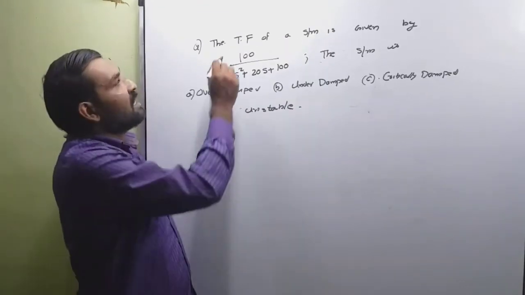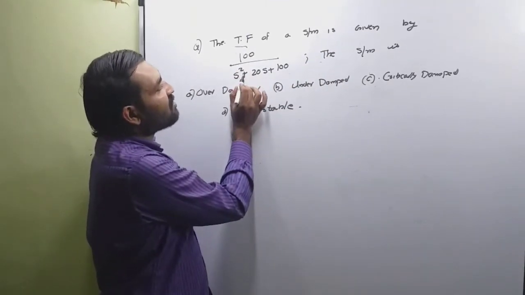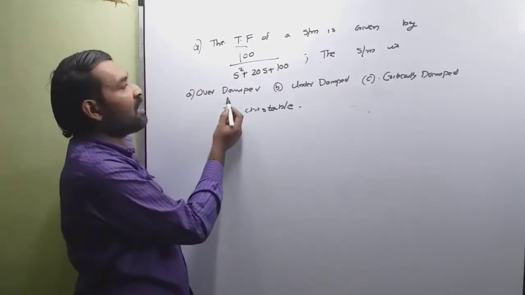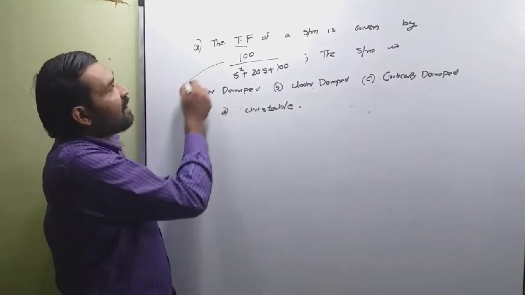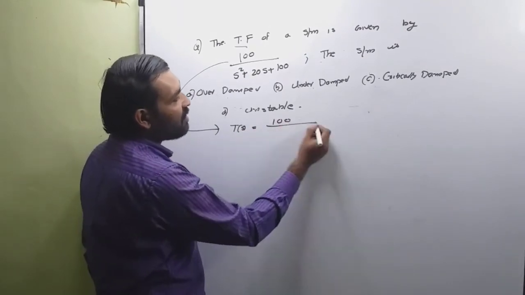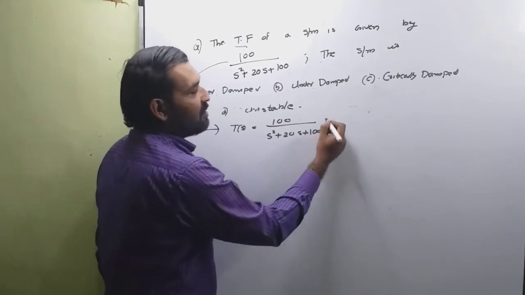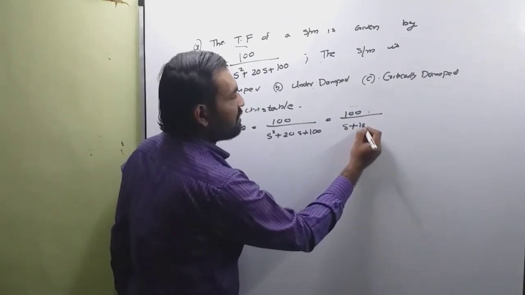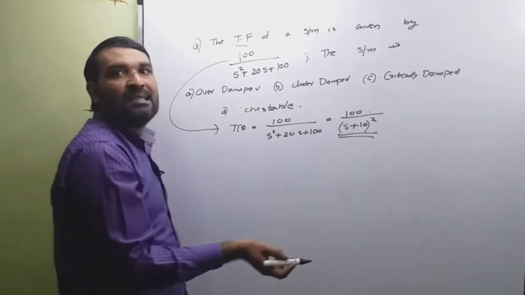So our question is, the transfer function of a system is given by 100 divided by s square plus 20s plus 100. The system is, the choices are given: overdamped, underdamped, critically damped or unstable. We can write the transfer function T(s) is equal to 100 divided by (s square plus 20s plus 100). This is equal to 100 divided by (s plus 10) the whole square. That means both poles are at s is equal to minus 10.